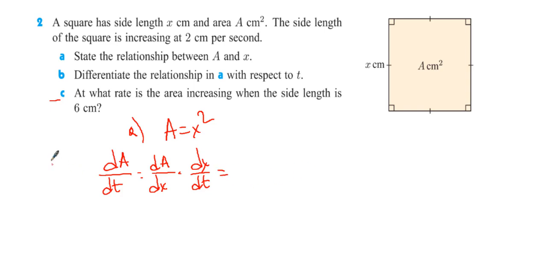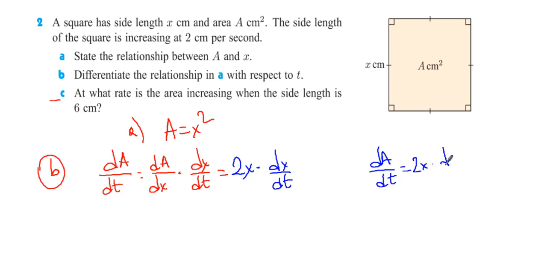So let's do each of them separately. The first one, dA/dx, we know that it's 2x. The second one, dx/dt, we don't know. Okay, so it will be like this. Let me rewrite it one more time: dA/dt equals 2 times x times dx/dt.